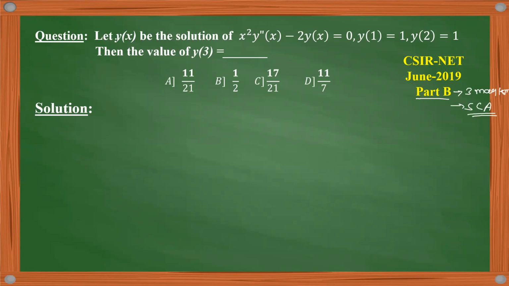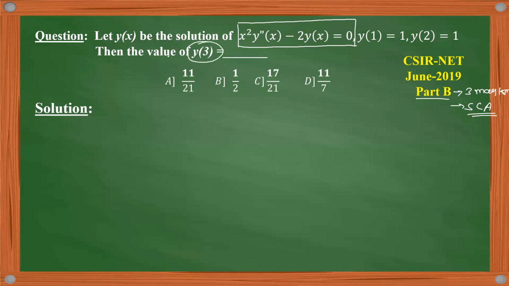Now just see this equation. Just read out the question first. Let y(x) be the solution of this equation: x square y double dash of x minus 2y(x) is equal to 0. And we have been given two conditions: y(1) is equal to 1 and y(2) is equal to 1. Then we need to find the value of y(3).